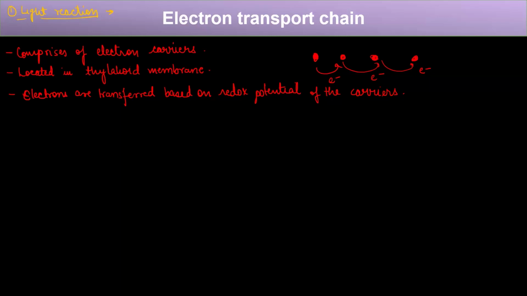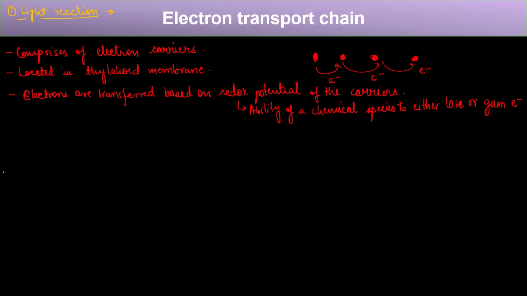Now, what is redox potential? Redox potential is the ability of a chemical species to either lose or gain electrons. Because we know redox comprises oxidation and reduction, and oxidation and reduction happen when there is loss or gain of electrons. So the redox potential is the ability of a chemical species to either lose or gain electrons.